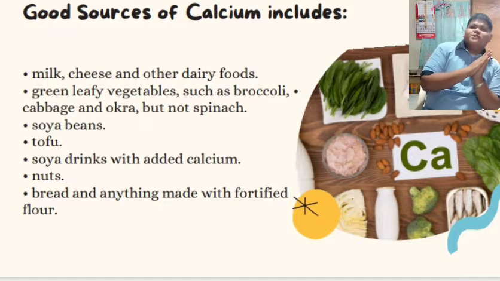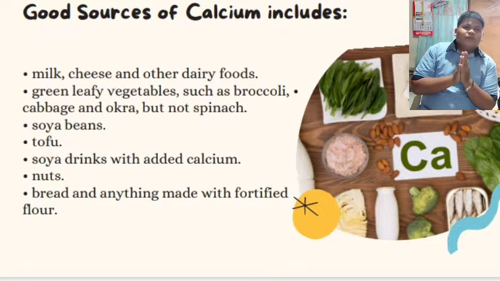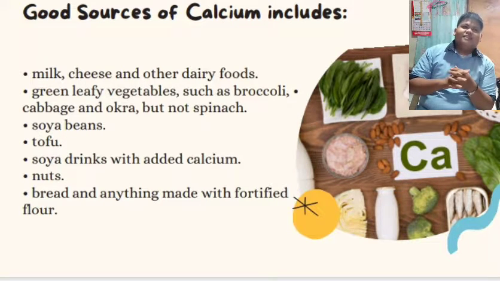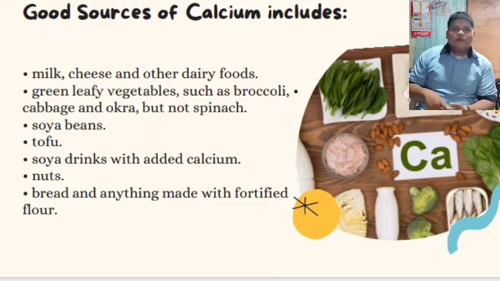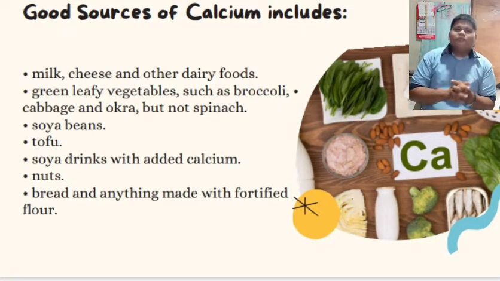Next is the good sources of calcium. It includes milk, cheese, and other dairy foods, green leafy vegetables such as broccoli, cabbage, and okra but not spinach, soya beans, tofu, soya drinks with added calcium, nuts, bread, and anything made with fortified flour.